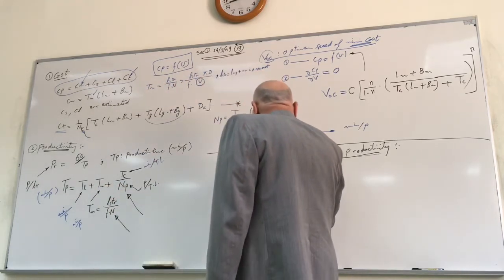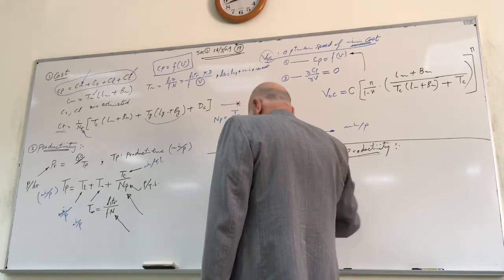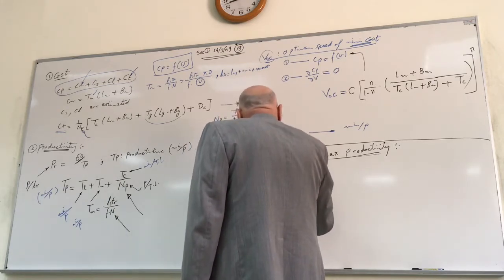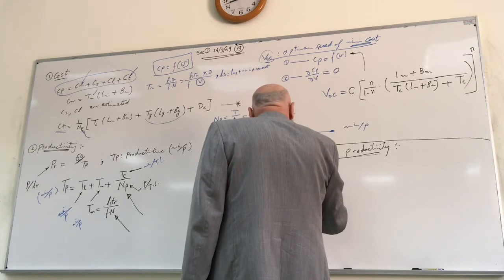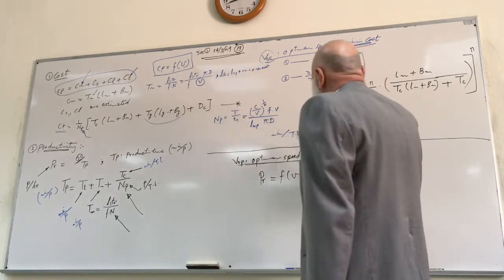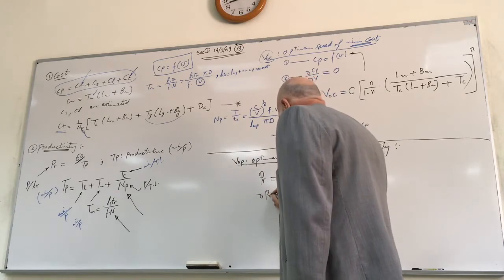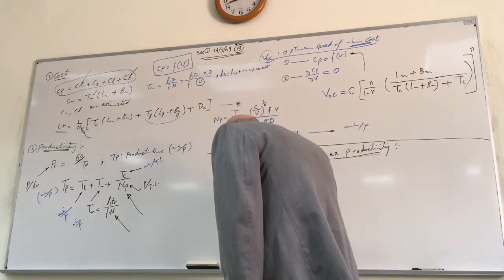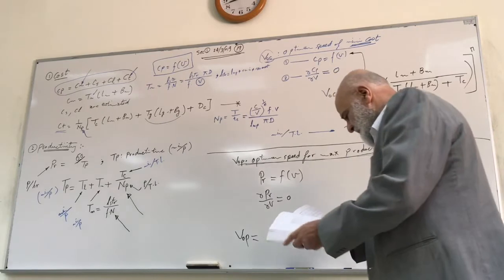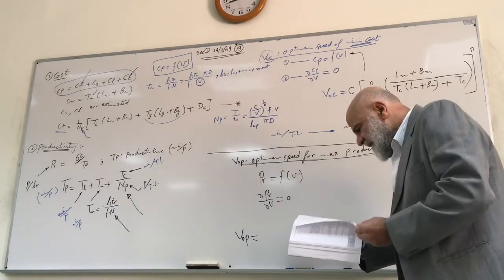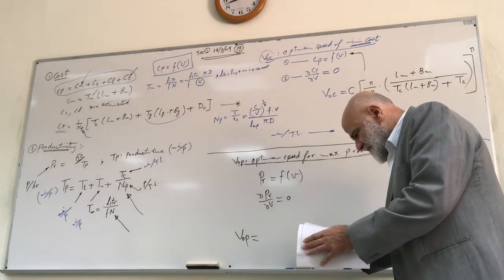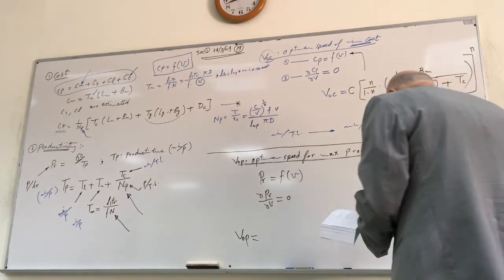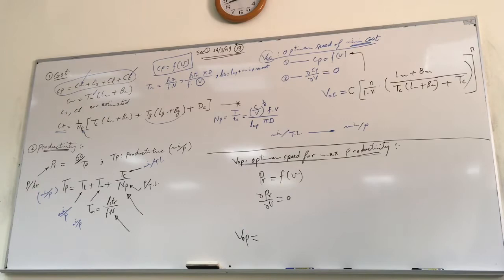Therefore, I will try to get the function between productivity and speed. Then we'll do the same: differentiate this function with respect to V, equate it to zero, and we'll get the optimum value of speed for maximum productivity. It is simpler than the other one.